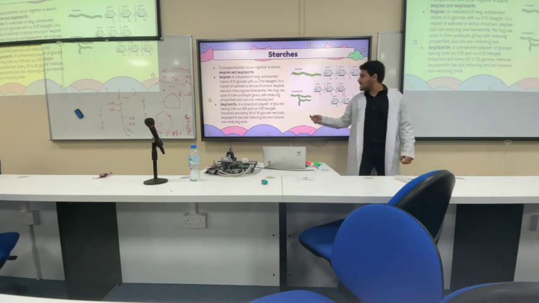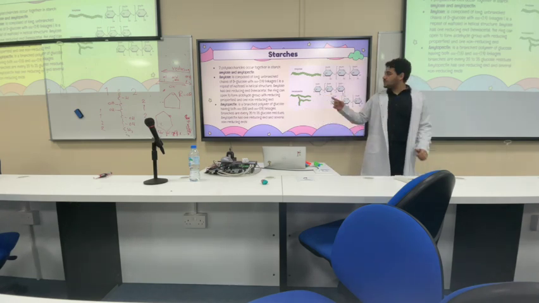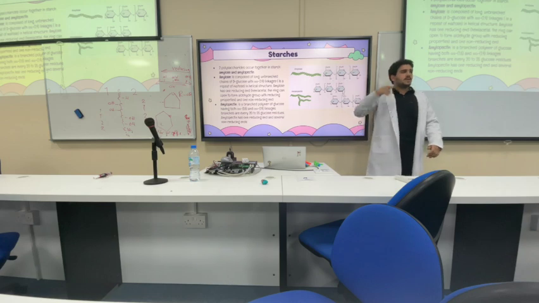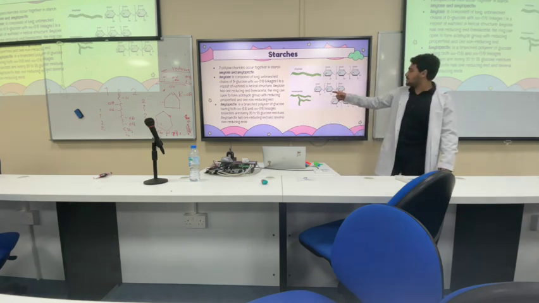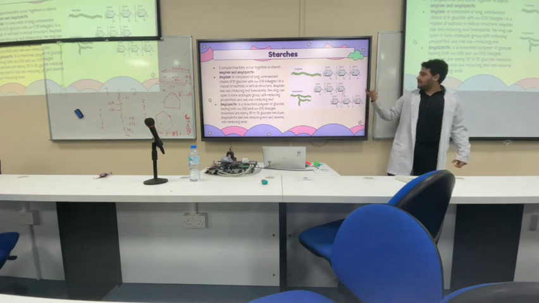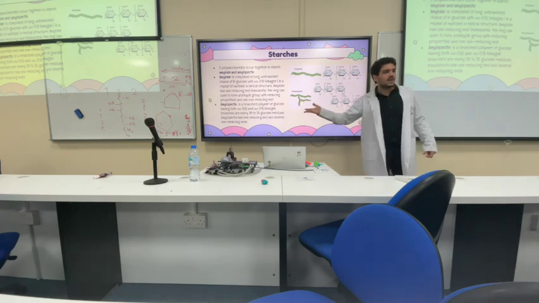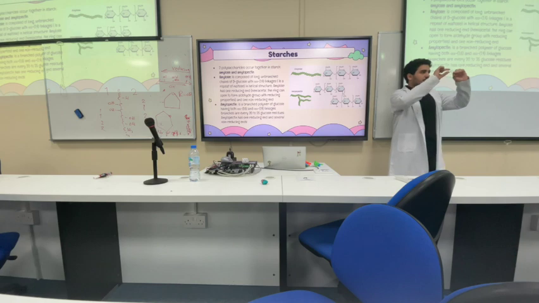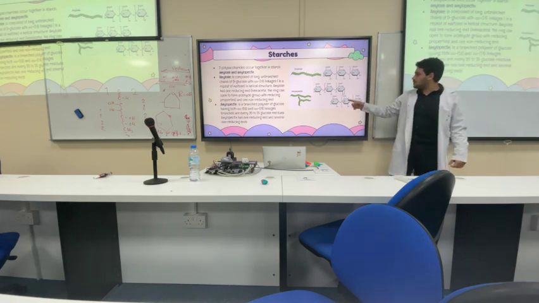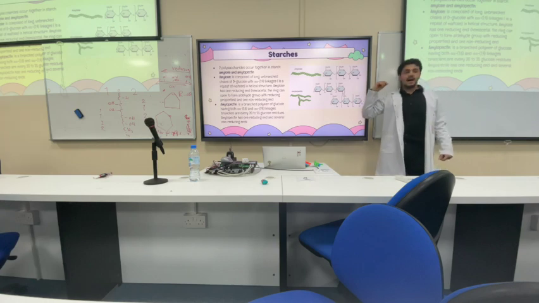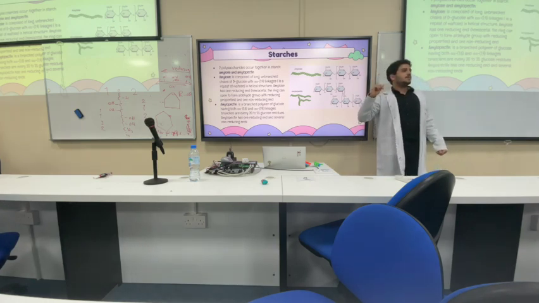Now, amylopectin is branched. So this one's different than amylose. Amylose was unbranched and helical. Amylopectin is branched, meaning it does have the 1-4 bond, but after a repeated unit of about 20 to 25 glucose monosaccharides, you have a branch. And how does this branch form? It's through an alpha 1-6 bond.